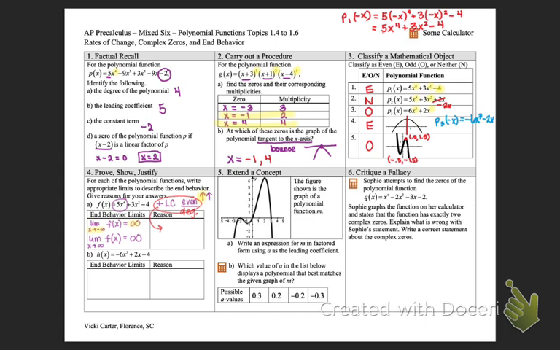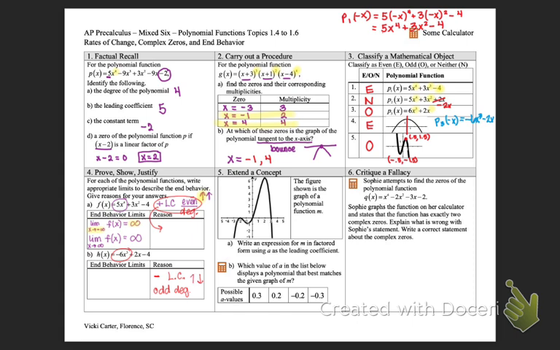Okay, so on B, again, the leading term is the first one in this case. It is in standard form. I have a negative leading coefficient and I have an odd degree. So that tells me that my arrows are going to be right arrow is down because my leading coefficient is negative.